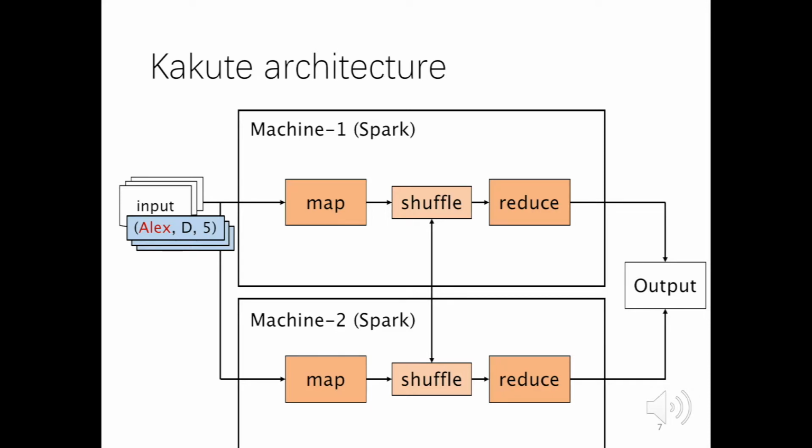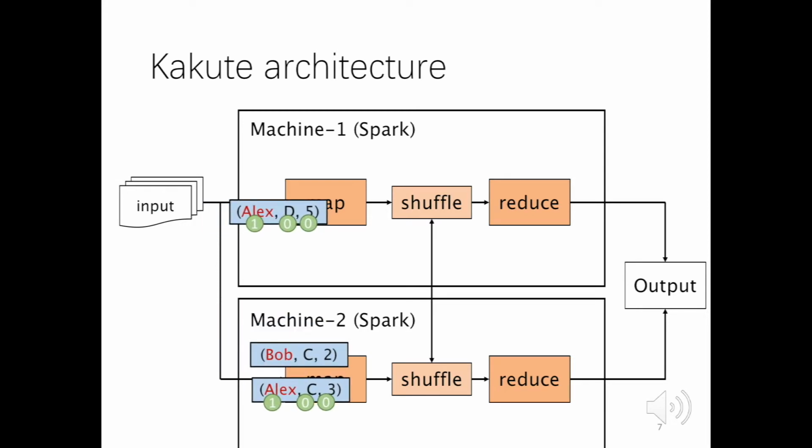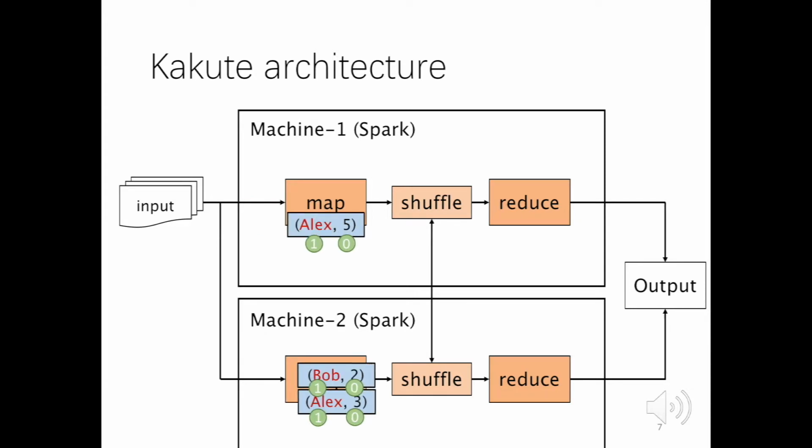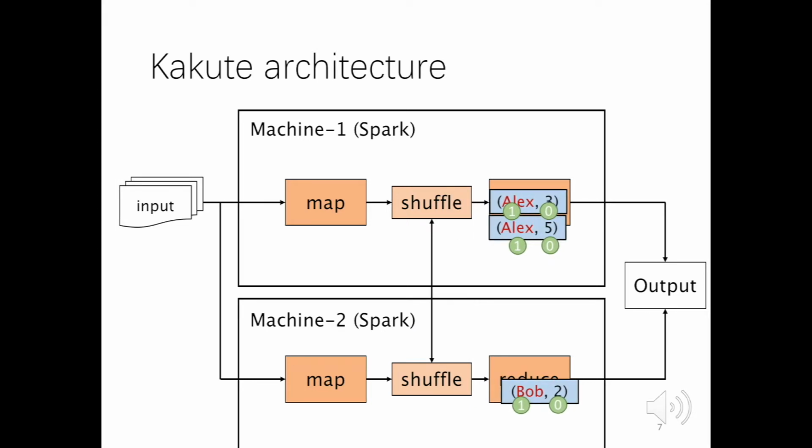Here we have the data medical record with patient name sensitive and tagged with the security level 1. These records are partitioned into two parts and processed in different machines, and tags are automatically attached based on the user policies set by Kakute. They first go through a map operation, and then there's a shuffle process that transfers the Alex3 record from machine 2 to machine 1.